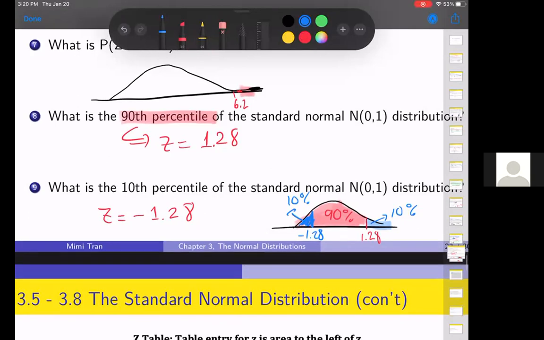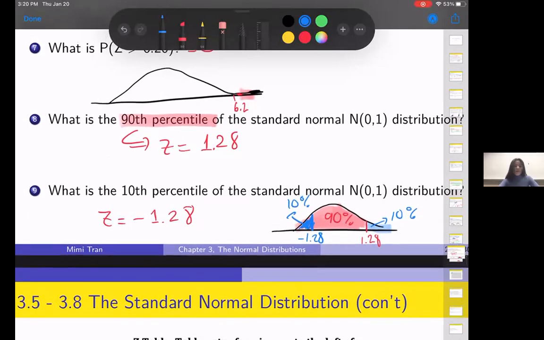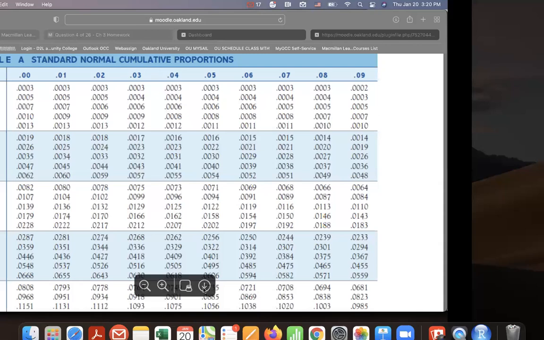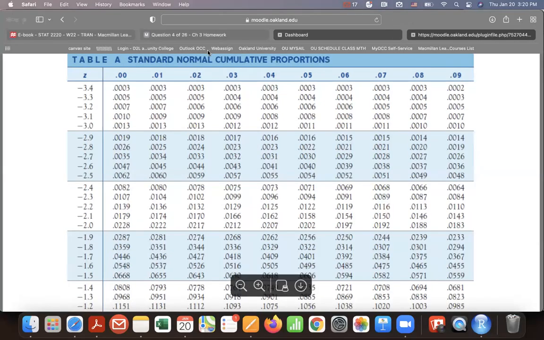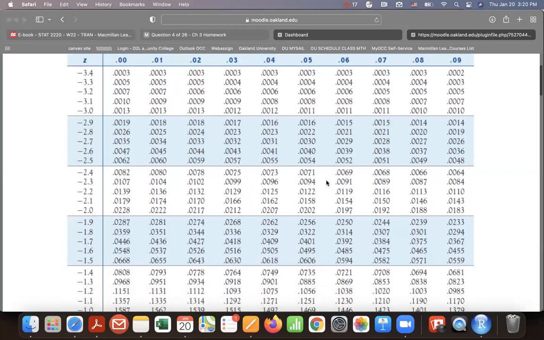Can you show doing it on the table? Oh, on the table, I think you have to go to your Moodle again. Let me share screen. A lot of times you're probably going to need the Moodle. So 10%, roughly 0.1 or 0.09. You just have to look around. I'm bad at these. Can someone spot 0.09 and 0.1 in between?